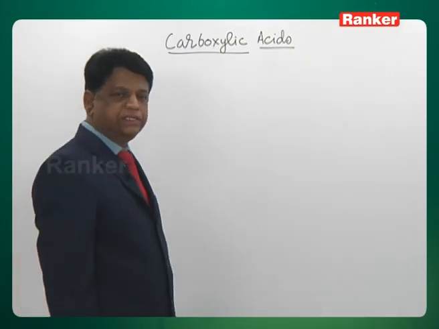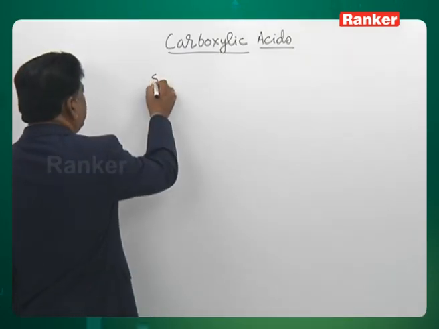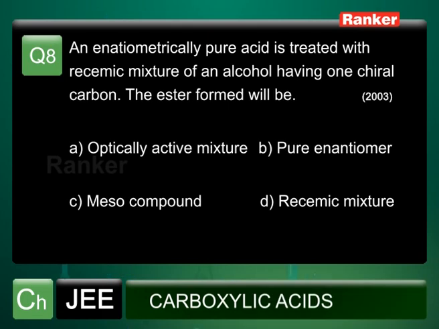So let's go for question number 8. An enantiomerically pure acid is treated with a racemic mixture of alcohol. D and L alcohols are treated, having one chiral carbon. The ester formed will be, so the options given are: A, optically active mixture; B, pure enantiomer; C, meso compound; D, racemic mixture.